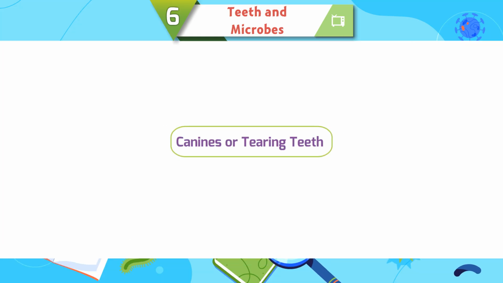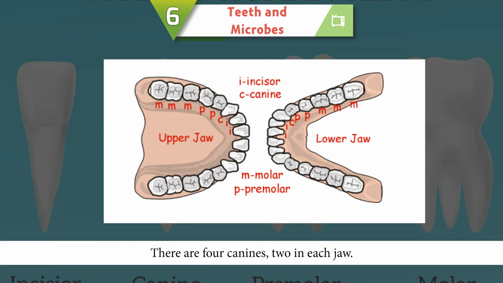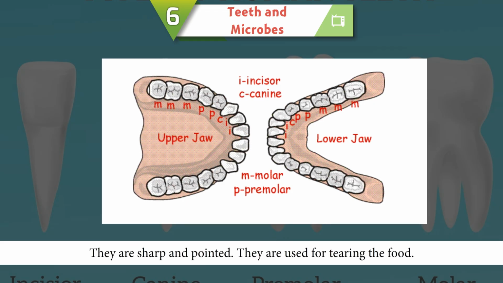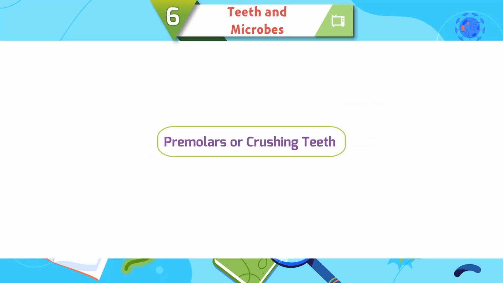Canines or tearing teeth. There are 4 canines, 2 in each row. They are located on either side of the incisors. They are sharp and pointed. They are used for tearing the food.